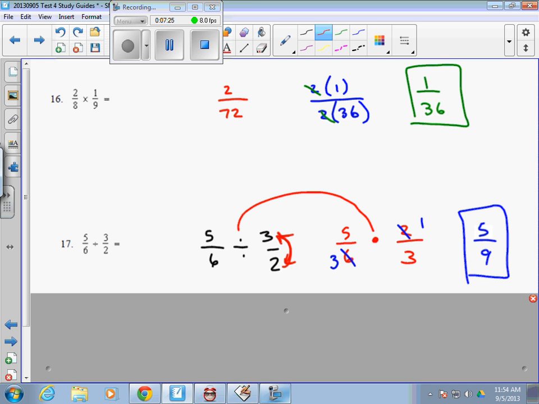Multiply straight across, or you can realize that you can cross cancel the 2 and the 6, in the numerator and the denominator. 2 goes into itself 1 time, and 2 goes into 6 3 times. So you're left with 1 at the top of this fraction and 3 on the denominator of this one. Multiply straight across at this point. 5 times 1 is 5. 3 times 3 is 9.